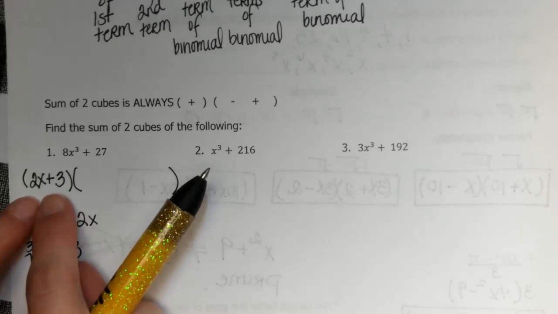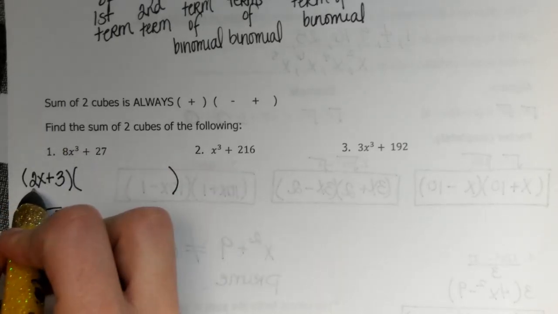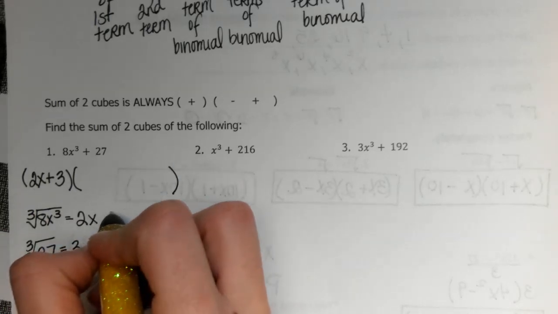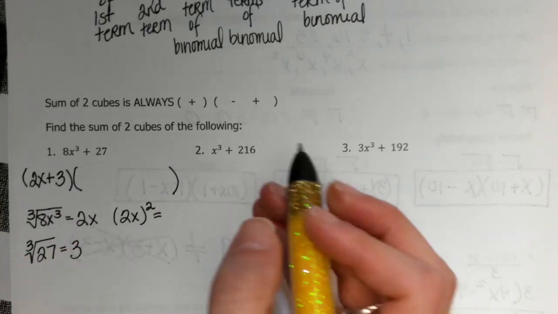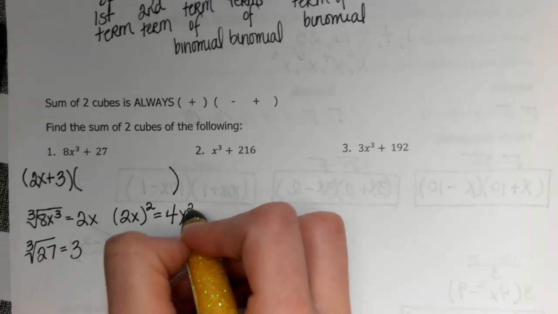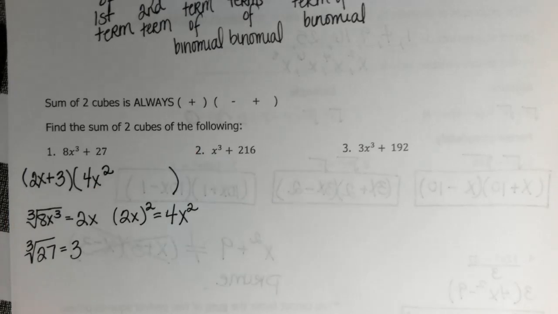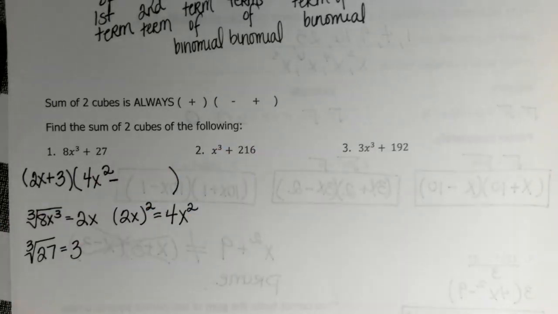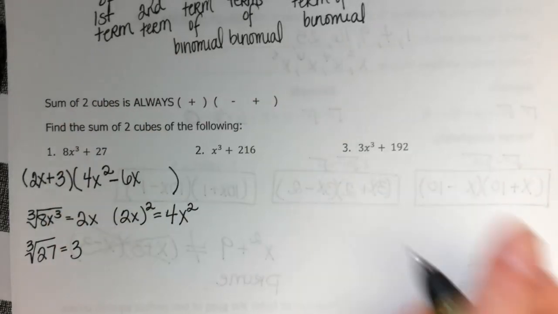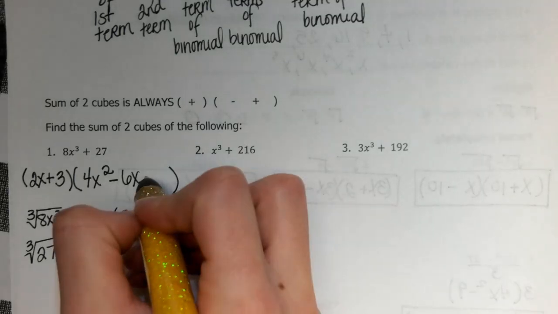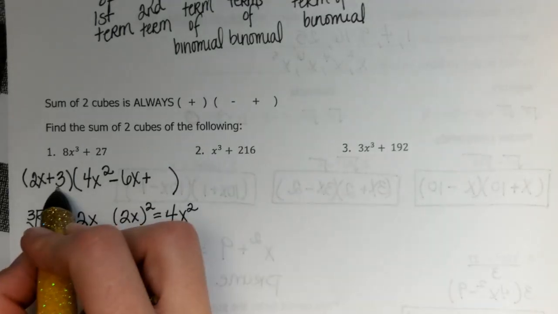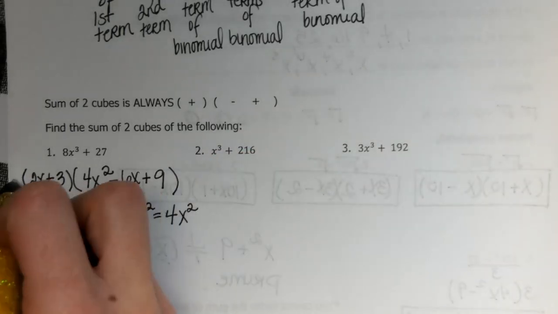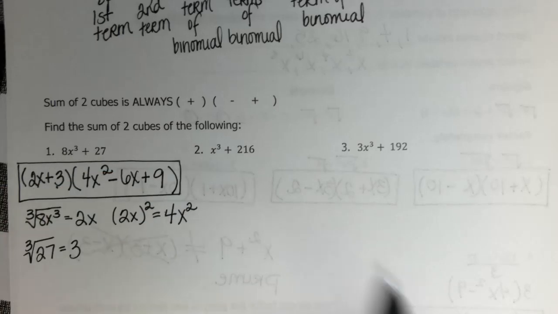Okay? Now I'm going to use this. I'm going to take 2x and square it. What does that give me? 4x squared. So that becomes my first term for the trinomial. I started with a plus. Now I'm going to switch the sign. It turns negative. And I multiply 2x times 3. And then this is always a plus. And I'm going to take 3 and square it, which gives me 9. There's my factored form.